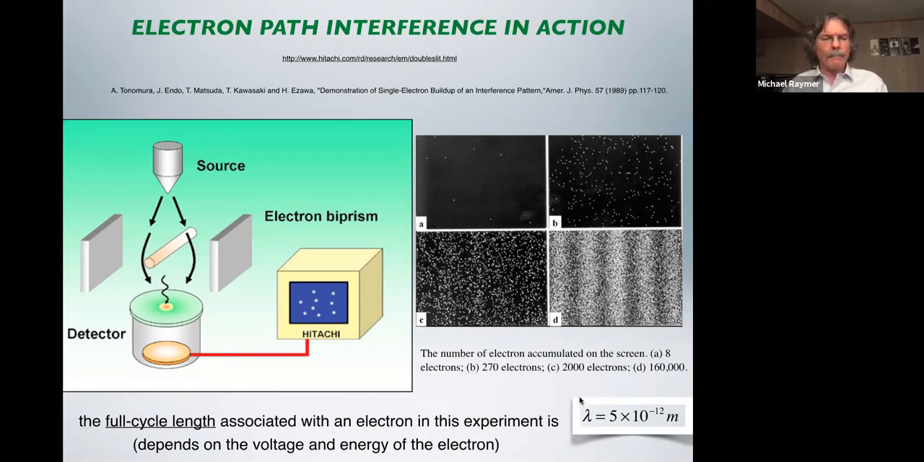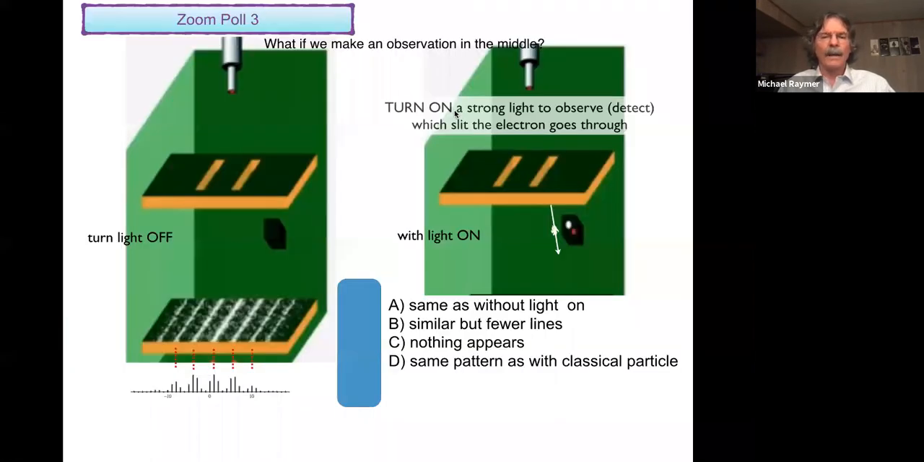Okay, there's a characteristic length scale for electrons when they travel at a certain speed, which is called the wavelength, or lambda, the Greek symbol lambda. And in this case, the characteristic length was 5 × 10^-12 meters. It's a very small length. So if one goes through the mathematics, you can predict the separation between these dark fringes using this wavelength and the geometry of the setup. We're not gonna go through that in detail here.